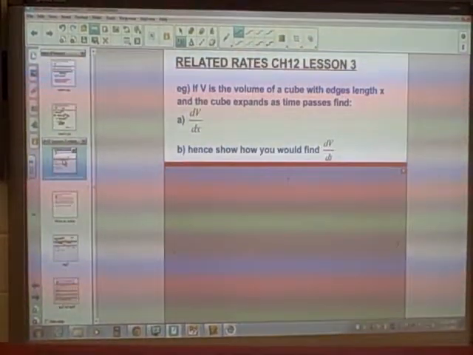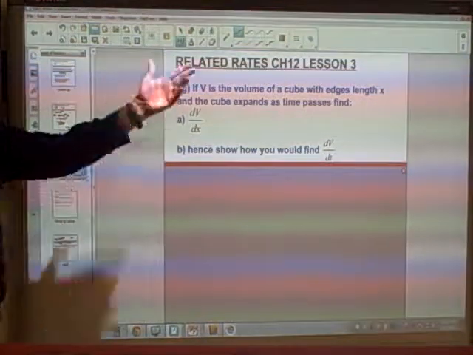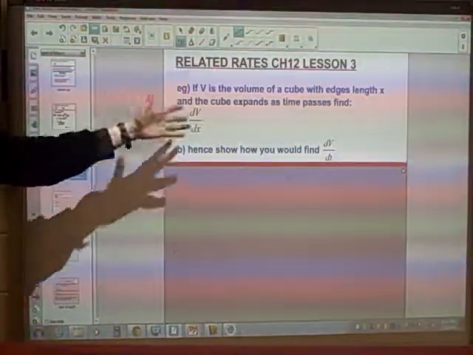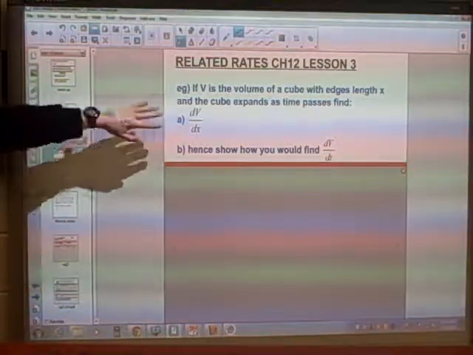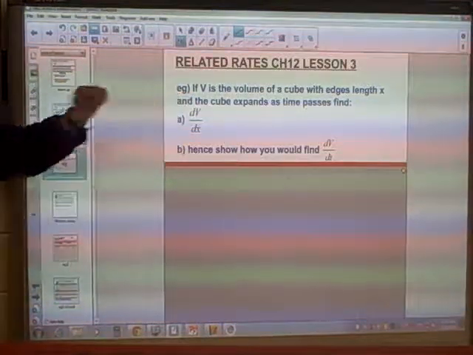Now this first example is a very simplified question. I've taken out a lot of the numbers for this question. So it says, if V is the volume of a cube with edges length x and the cube expands as time passes, find dV by dx. So this means that we've got a differential from an equation that started with V equals in terms of x.